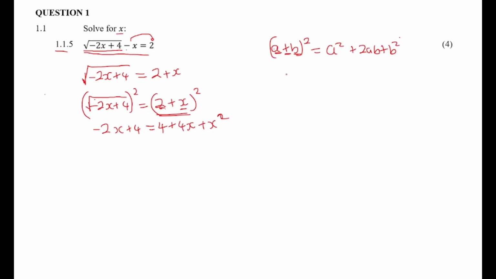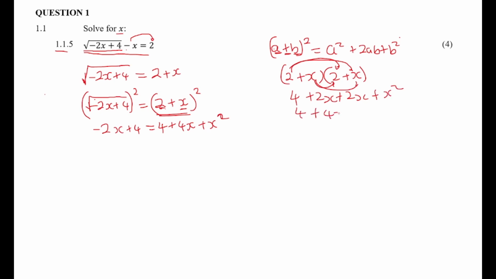But if you want to do the long way, you can say 2 plus x, and then 2 plus x like this, and then say 2 times 2, we get 4. Then 2 times x, we get 2x. X times 2, we get 2x. Then x times x, we get x squared. So which is 4 plus 4x plus x squared, right?